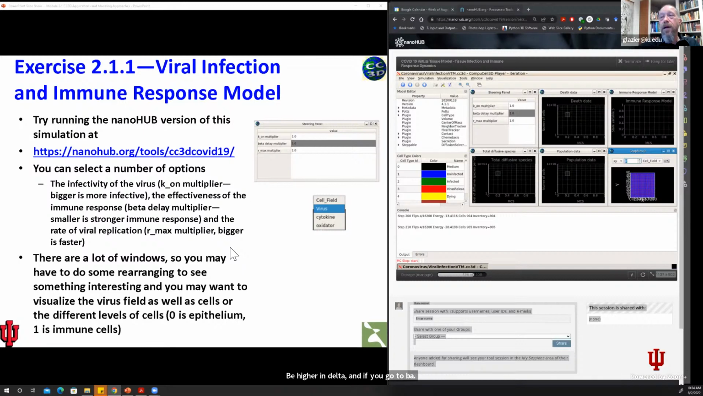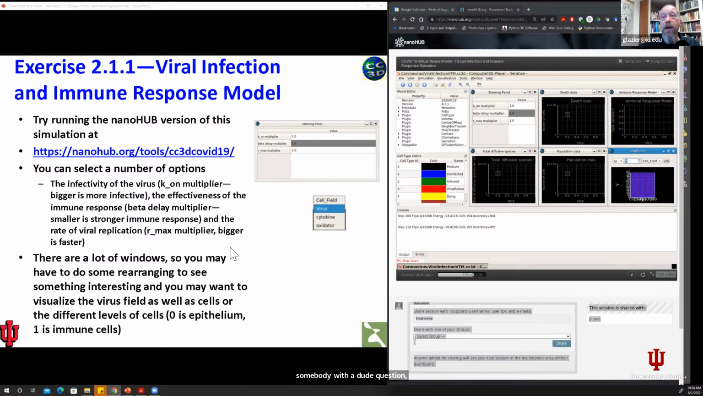Beta delay multiplier represents the strength of the immune response. A higher value for that means that the immune system is slower. So a small value of beta delay multiplier would represent a young person. A higher value would represent an older person or somebody with immune suppression.